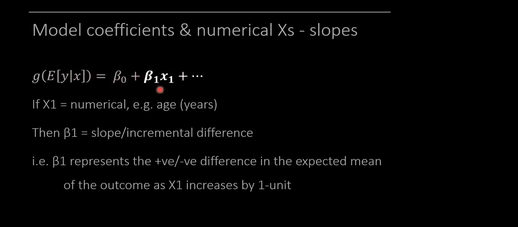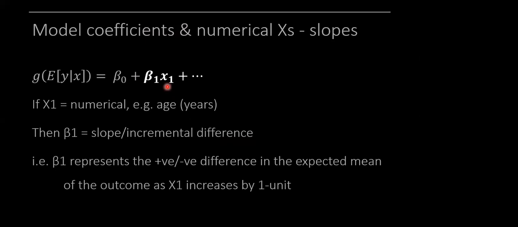Then for numerical variables, whether that's a discrete variable or a continuous independent variable, our betas represent the slope, or what you might think of as the incremental difference. So it represents the positive or negative difference in the expected mean of the outcome as our independent variable increases by 1 unit. And we'll come back to some practical examples to hopefully clarify that, if that's not something already very familiar to you, and it may or may not be.